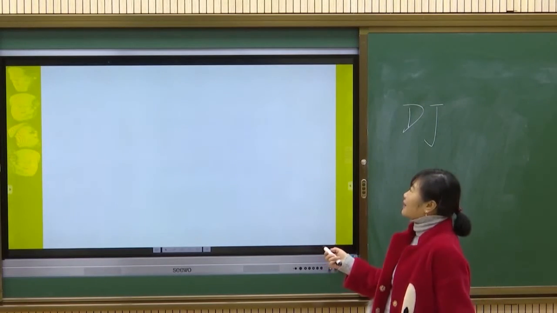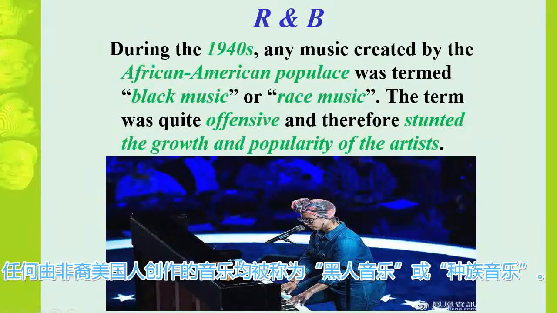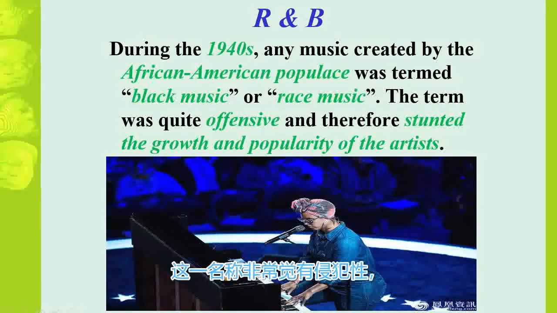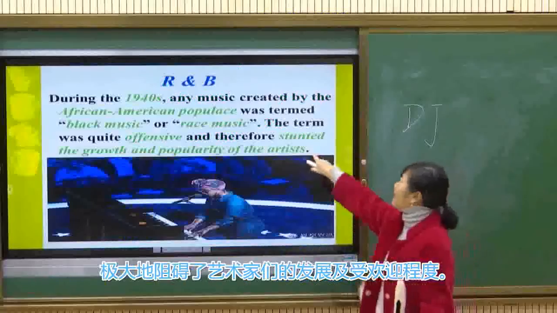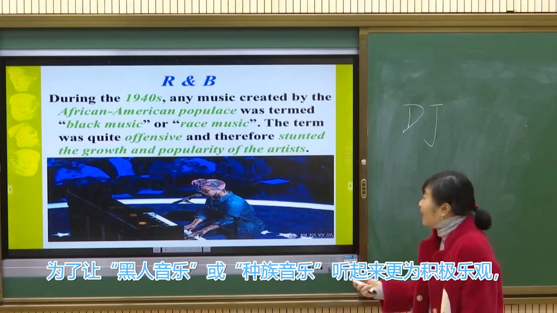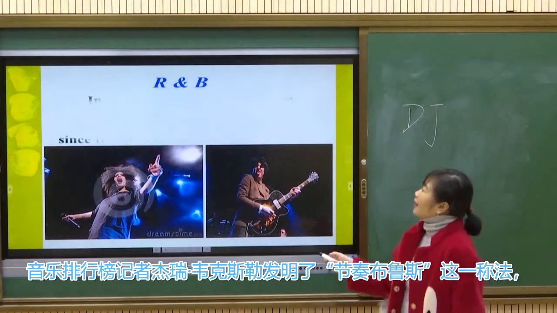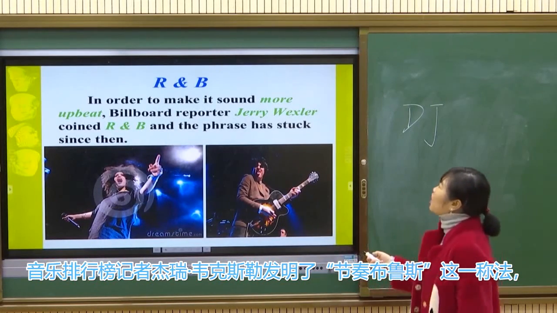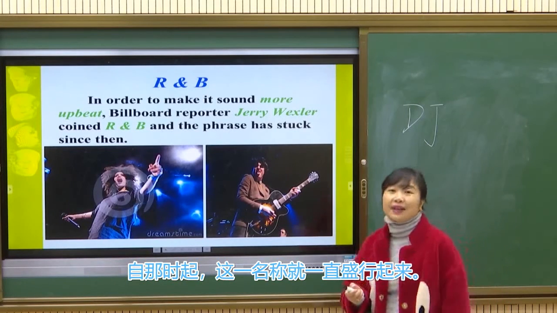Now let's get to know something about the history, okay? During the 1940s, any music created by African American populace was termed black music or race music. So this term was quite offensive, okay? It offended black people in the United States, and therefore stunted the growth and the popularity of the artists. Okay, stunt means 阻碍,妨碍, yes. So, under such a condition, okay, Billboard reporter Jerry Wexler coined R&B, and this phrase has stuck since then, okay?